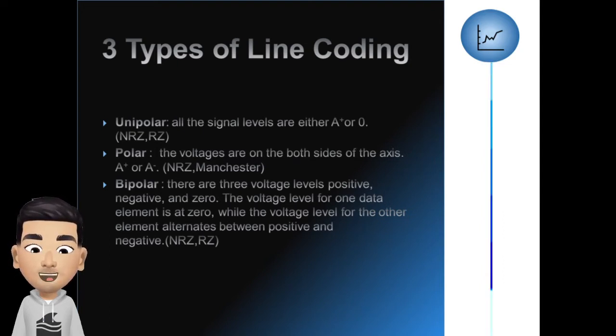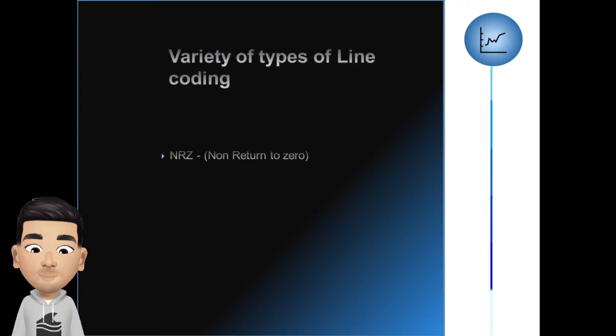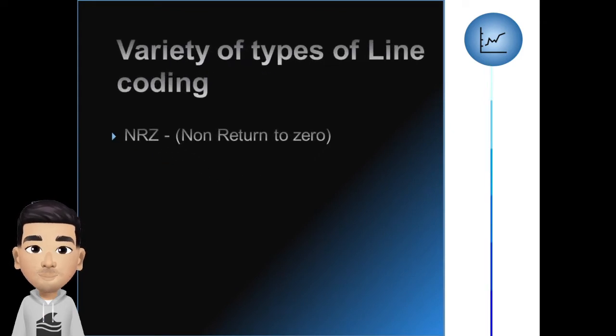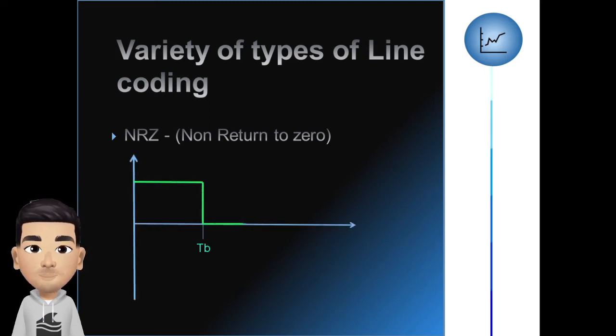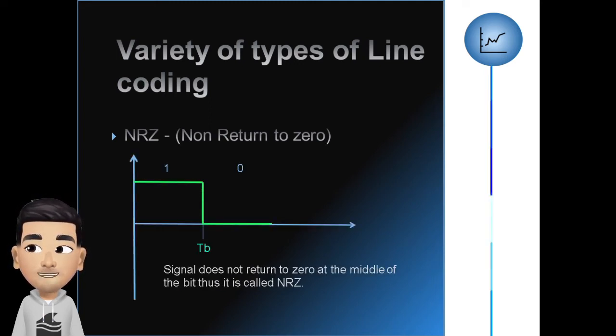So what we need to learn right now is what NRZ and RZ are. Since all the types of line coding have NRZ and RZ, we need to learn these, and also Manchester. NRZ, or non-return to 0, is a signal that does not return to 0 in the middle of the bit. Thus, it is called NRZ.